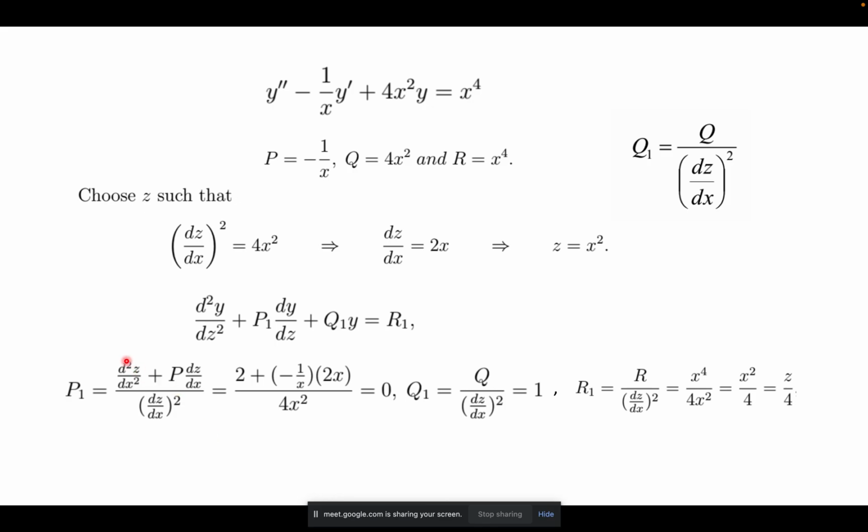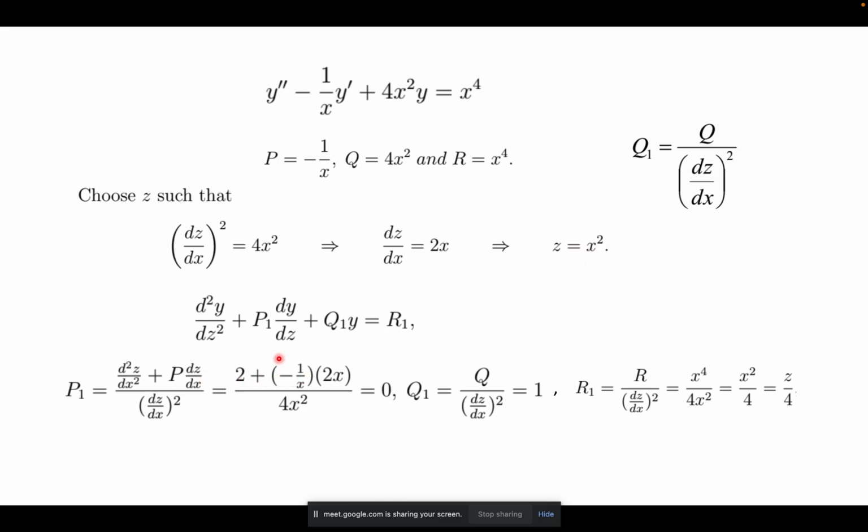So the value of d square z by dx square, if you differentiate this z function twice, you get the value of 2, right? Because the double derivative of z with respect to x is 2. And then the value of p is minus 1 by x as given in the problem. So you have 2 plus minus 1 by x times the single derivative, and the single derivative is just 2x.